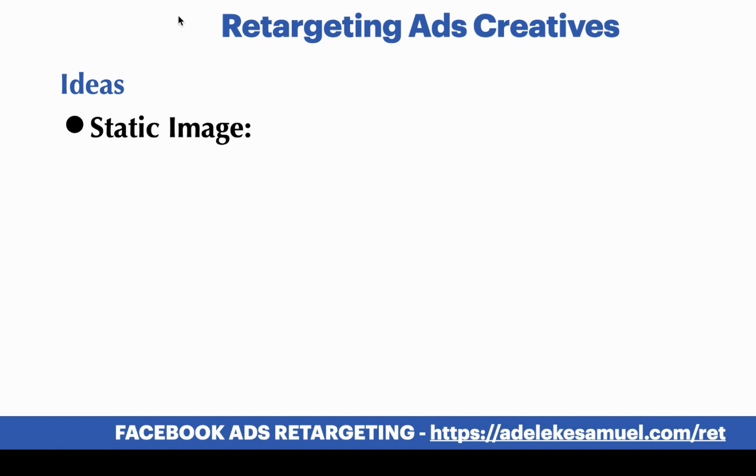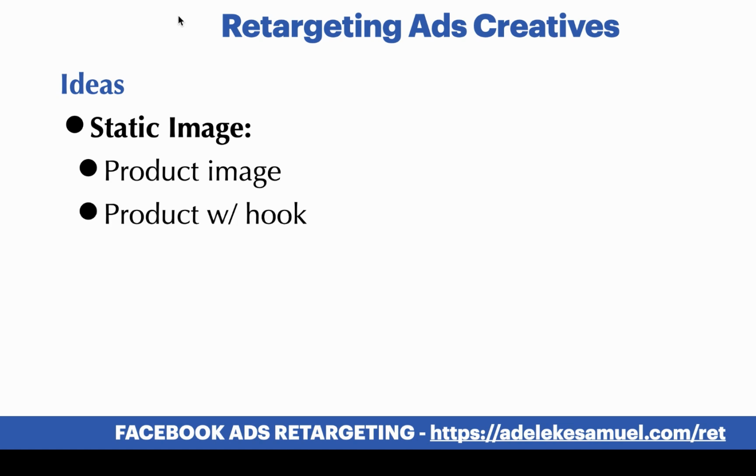Now let's look at different ideas. You can decide to use static images, like the product image. For example, let's say you are selling a physical product or even a digital product. You can decide to use images of the product itself, since people are already familiar with the offer you are promoting. So you can retarget them with the product image. That will just refresh their memory: oh, this advert is talking about this product that I've shown interest in. Don't forget, it is retargeting.